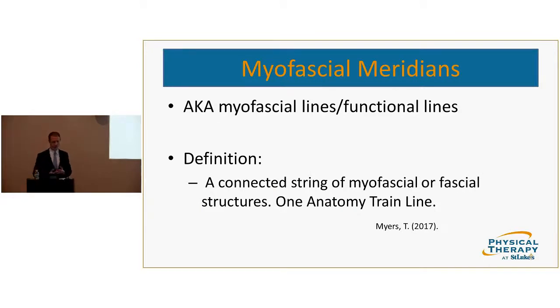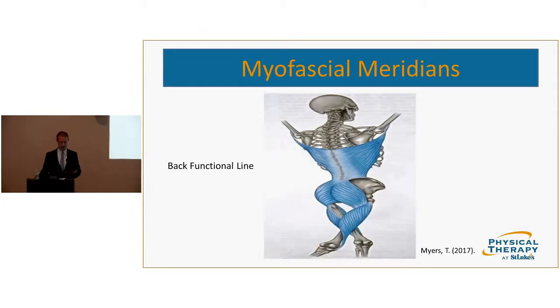And then we hear a lot about these in his book. They refer to them as myofascial meridians. You might have heard of them as myofascial lines, functional lines. The definition of that is just a connected string of myofascia or fascial structures, or an anatomy train line. This would be an example of one of those lines.